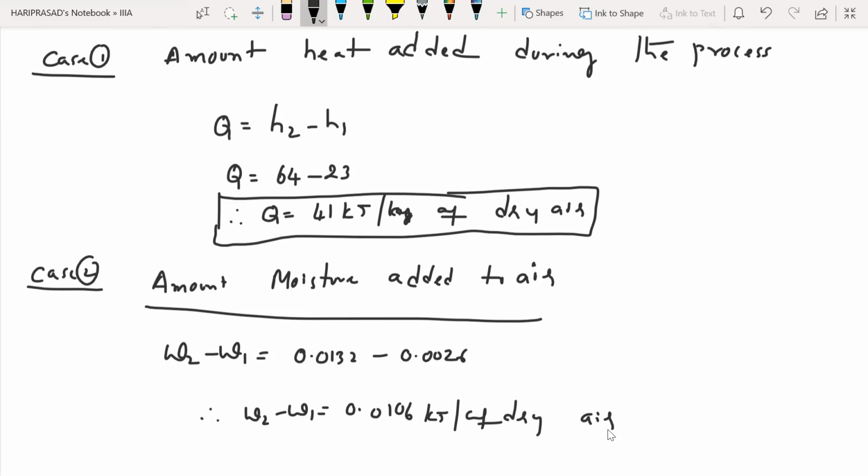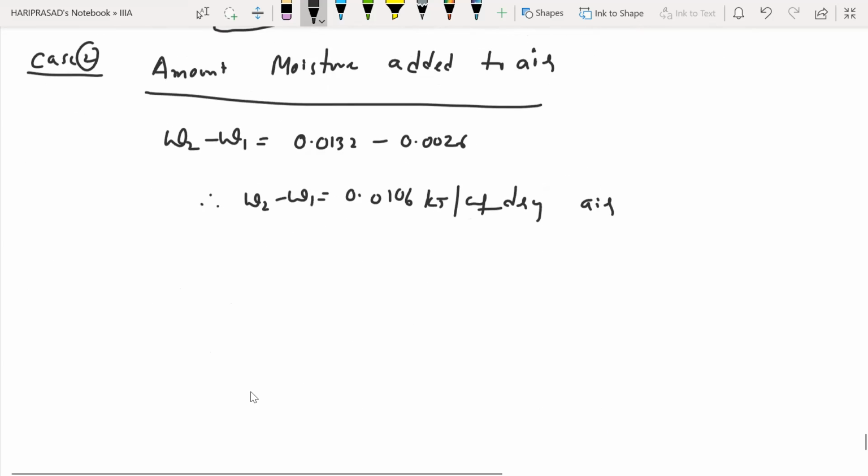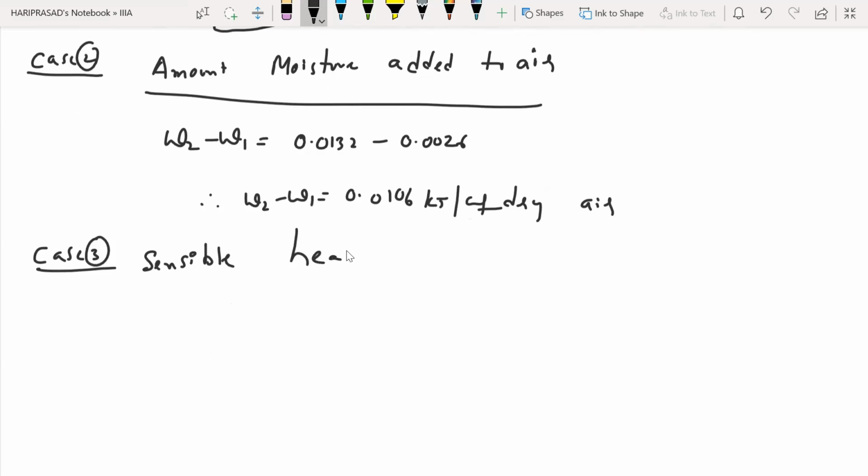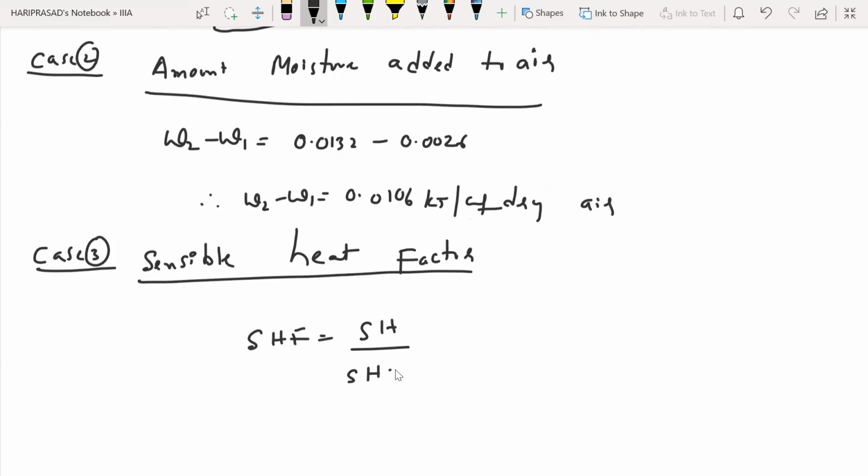The last case is case 3, in which we are finding the sensible heat factor. The formula for sensible heat factor, SHF, is equal to sensible heat divided by sensible heat plus latent heat. Or we can write it in terms of enthalpies, that is HA minus H1, divided by the total heat added, which is H2 minus H1.